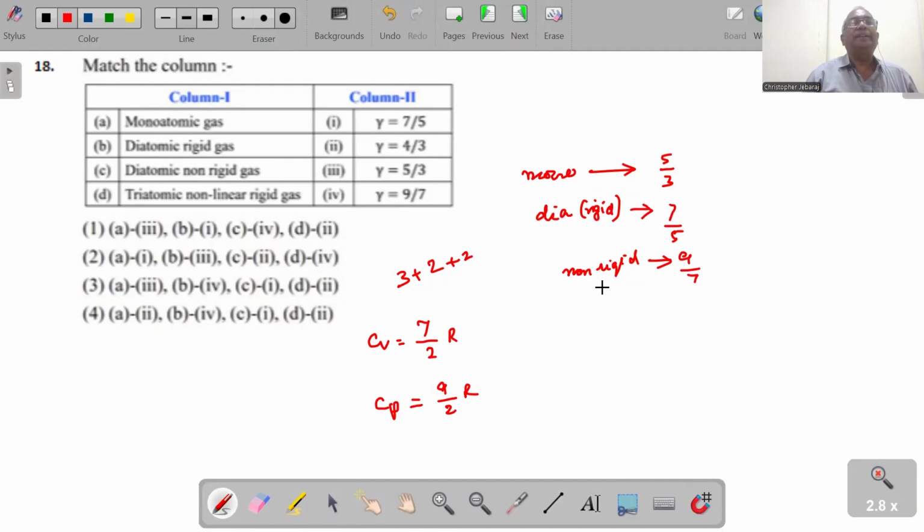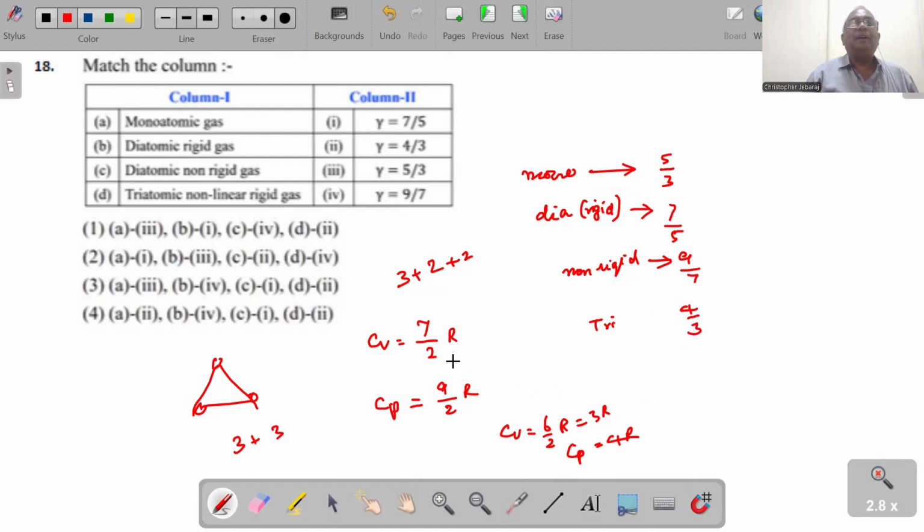Then triatomic, non-linear means this is non-linear. This has 3 translational, 3 rotational, மொத்தம் 6. அப்ப Cv will be equal to 6 by 2 R, 3R, and Cp is 4R. Cp by Cv is 4 by 3. அப்போ triatomic non-linear means this is non-linear, okay, which is 4 by 3.